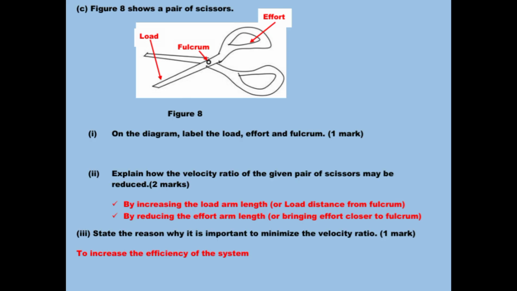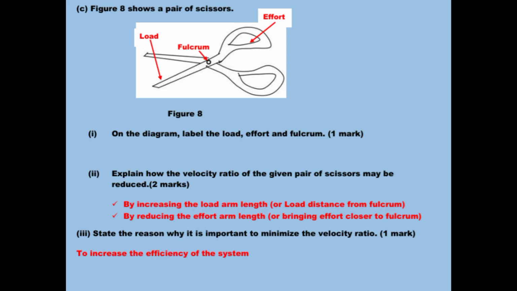By increasing the load arm. We know V.R, or velocity ratio, is given by effort arm over load arm. So if you increase the load arm, because the load arm is in the denominator, they are inversely proportional. So if you increase the load arm, the velocity ratio will decrease. Another way is by reducing the effort arm. We have said V.R is effort arm over load arm. So effort arm is in the numerator. That means if you decrease the effort arm, you'll also decrease the velocity ratio.